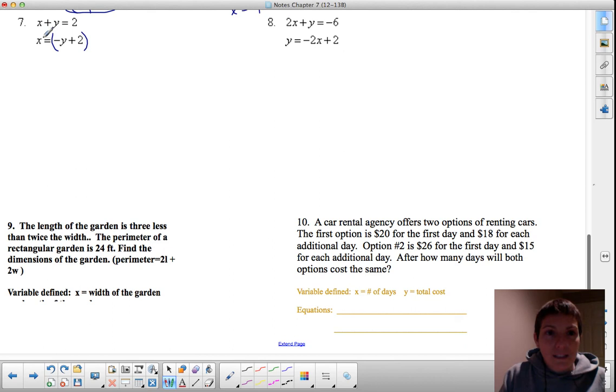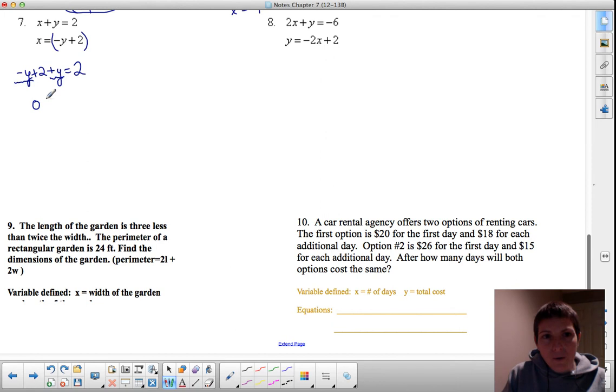So we're going to go into the first equation, and every place where we see an x, we're going to take it out and put this quantity in. So that quantity is negative y plus 2. Then we finish the equation: plus y equals 2. Simplify, so combine your like terms. You have a negative y and you have a positive y. So that makes a 0.